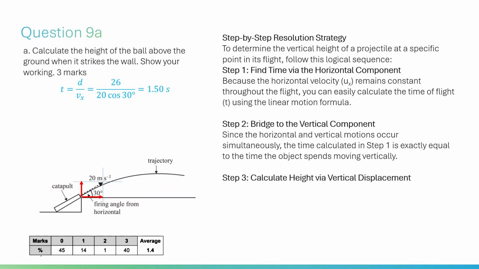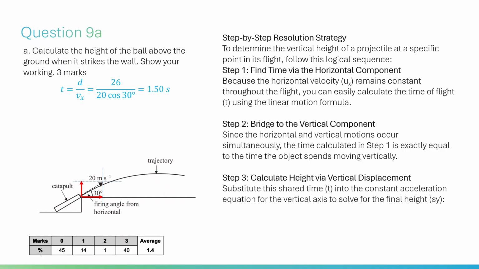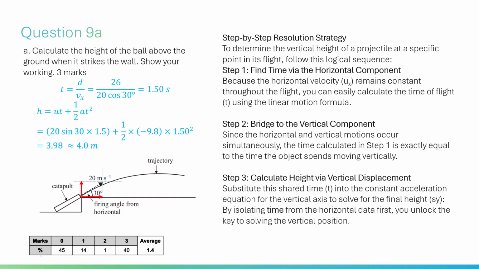Step 3. Calculate height via vertical displacement. Substitute this shared time, t, into the constant acceleration equation for the vertical axis to solve for the final height, y. By isolating time from the horizontal data first, you unlock the key to solving the vertical position.